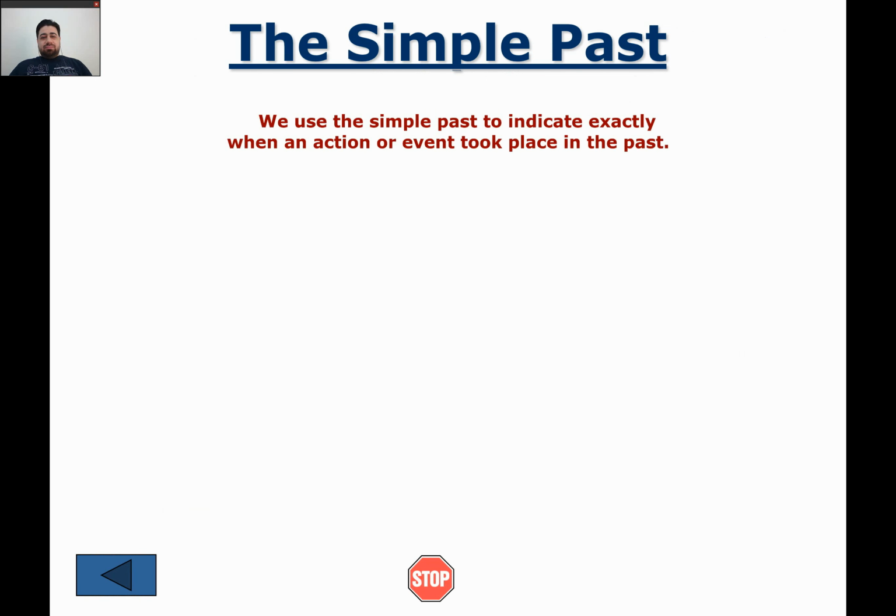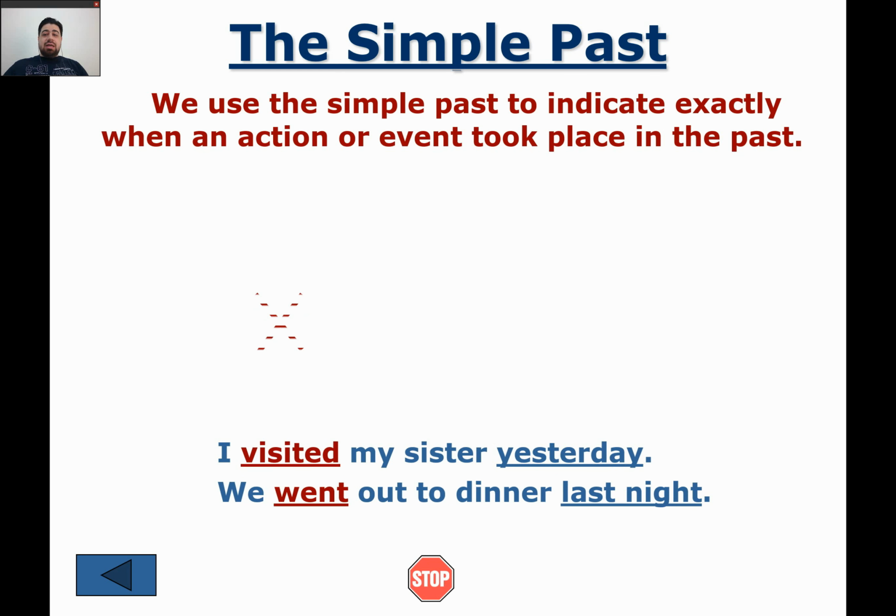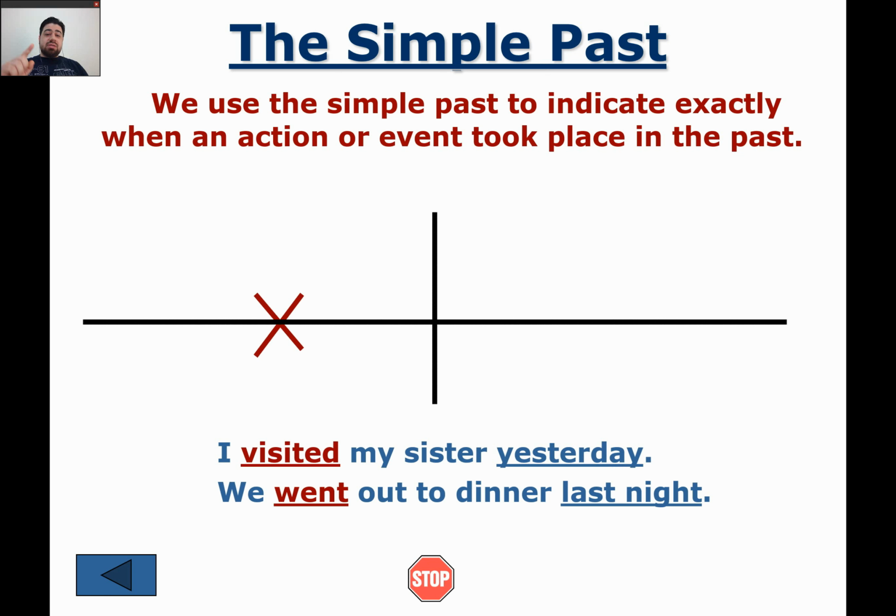Let's move on. And here is the simple past. This tense is used to indicate that something happened at a certain point in time in the past. And I want you to remember this. We specify at which point. So it's very important in this tense to indicate the accurate time of the event.